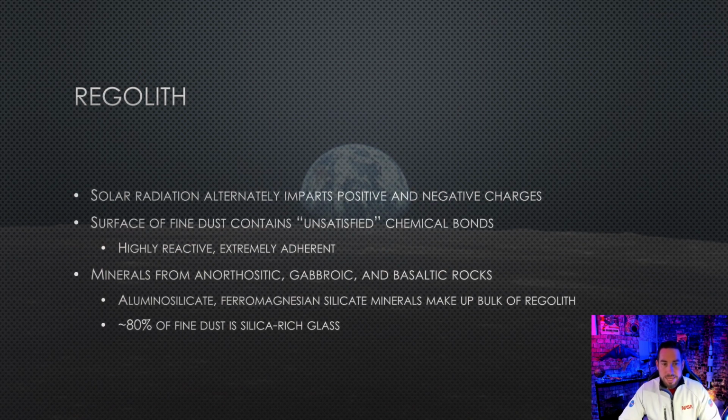The regolith itself has minerals from anorthositic rock, which is a type of igneous rock that's very calcium rich, as well as gabbroic and basaltic rocks. The minerals that make up the majority of the regolith are aluminosilicate, ferromagnesian silicate minerals, so there are a lot of silicates and sharp things. 80% of the fine dust itself is a silica-rich glass. We know glass is very abrasive, so it makes sense that the fine dust that composes the regolith is also going to be very abrasive.